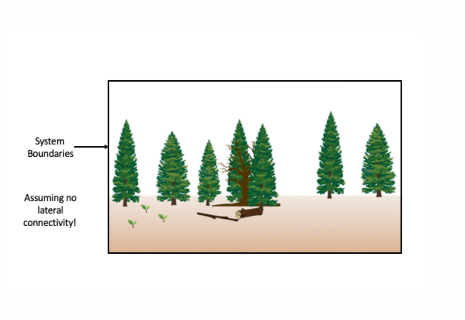Now, one important thing is that we are going to assume that this system is isolated from its surroundings laterally. So all of the fluxes of water, energy, and carbon will either come in through the top or out through the top, or in from the bottom or out through the bottom. There are no exchanges of water, energy, or carbon through the sides of our system here.